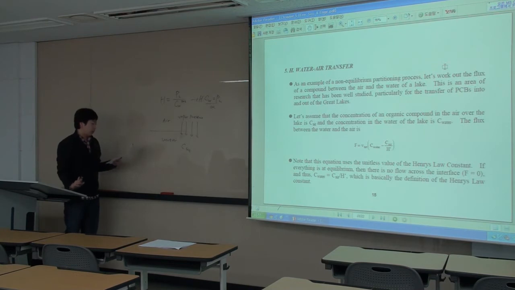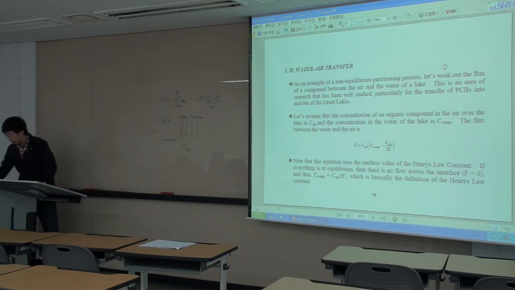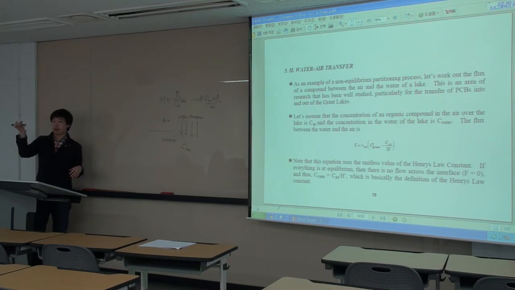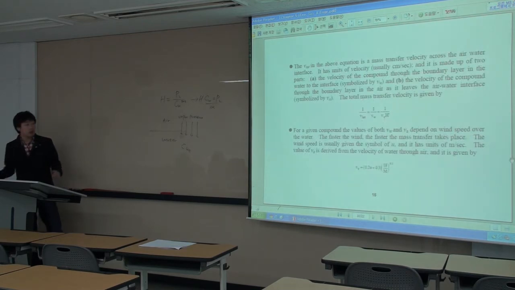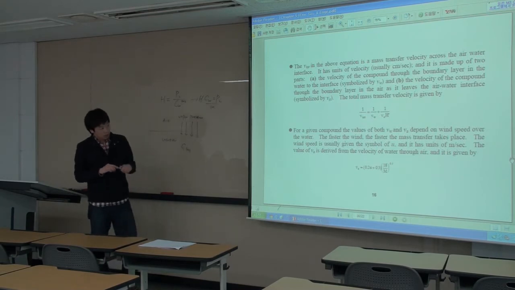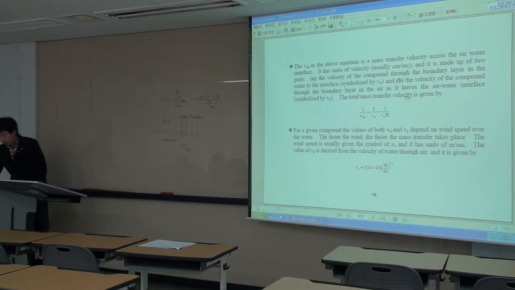So in this section, we'll talk about the water-air transfer. You can see this F here. F means the flux between the water and air, and it can be defined like this. V total means the velocity of some compound from water to air, and the velocity of compound from air to water. V total is the summation of V_W and V_air. V_W means the compound velocity on the water side, and V_A is the air's velocity. Just to keep in memory.